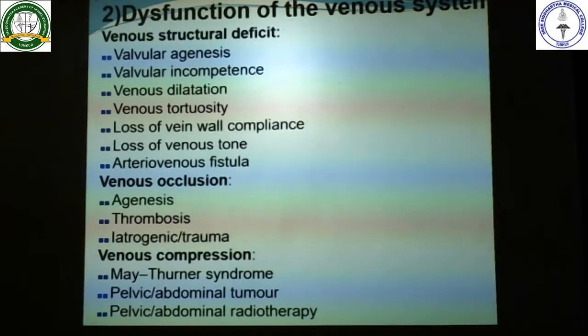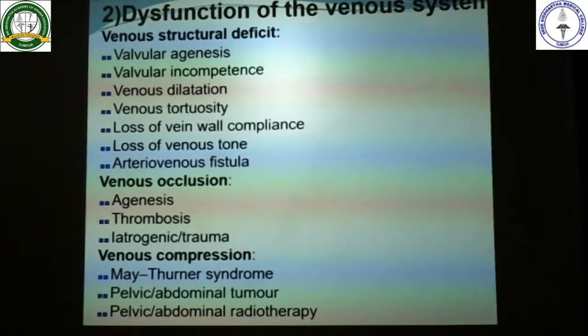Then the second one is dysfunction of the venous system. In dysfunction of the venous system, there are several defects, whether venous structural deficit or venous occlusion. Even venous occlusion causes venous hypertension, or venous compression also causes venous hypertension.